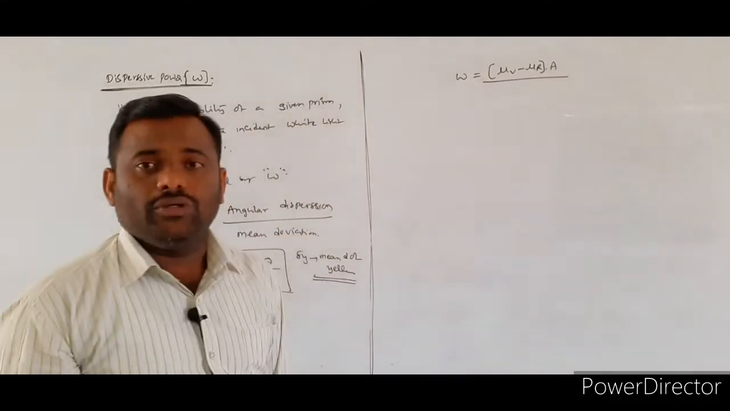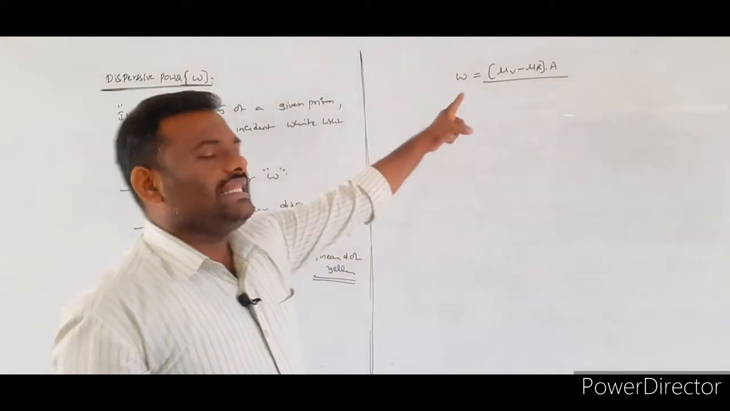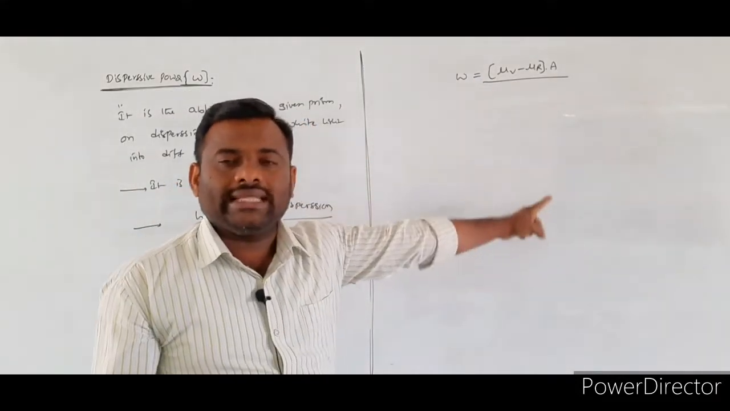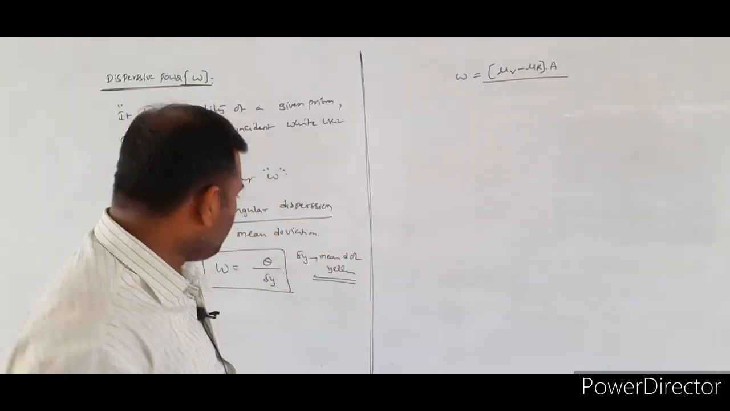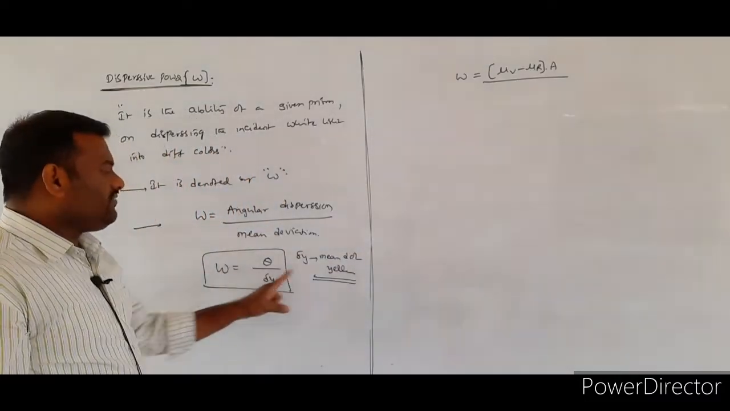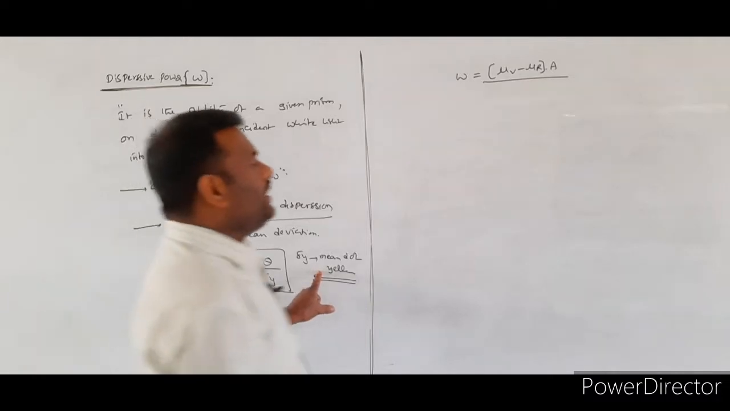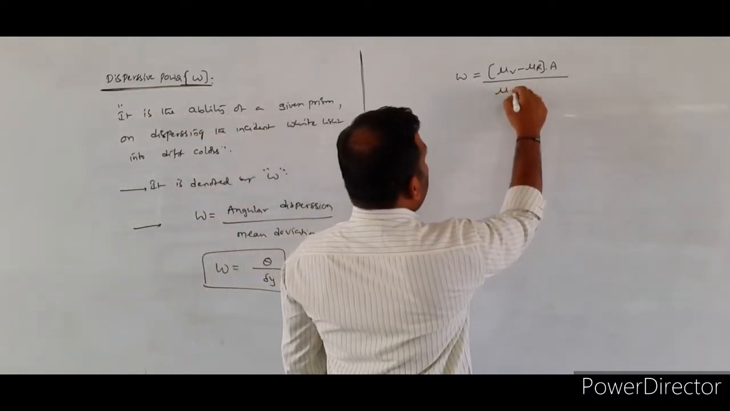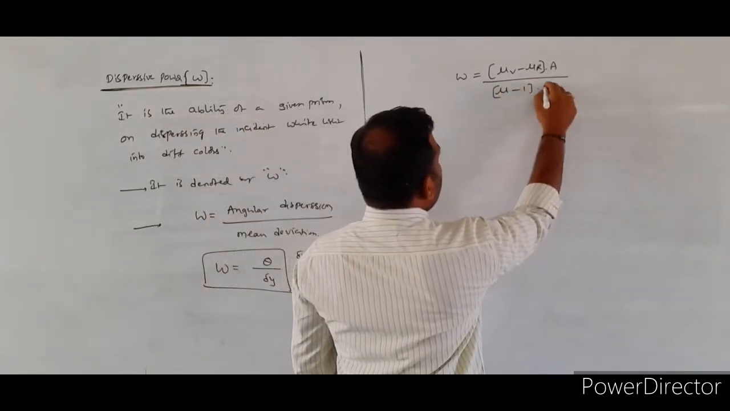Mu v minus mu r into A. So in general, the refractive index of the violet will be greater than the refractive index of the red. Next, what is the mean deviation for the yellow color light? Already you know the general formula: delta is equal to mu minus 1 into A.